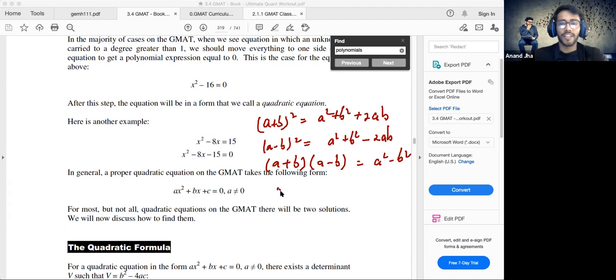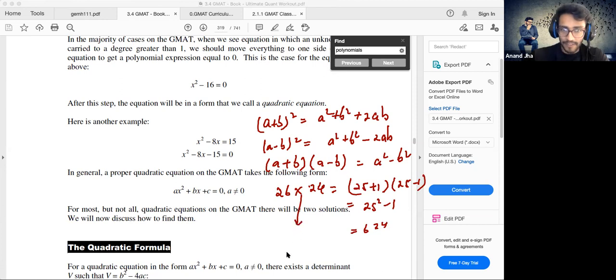Right? Suppose they tell you to multiply 26 into 24. What can you do? I can write 26 as 25 plus 1. I can write 24 as 25 minus 1. So straight I'll do 25 square minus 1, so 624. Whatever number is left in between, that square minus 1 is the trick to multiply. You can save your time. Okay, so these three formulas you should know.